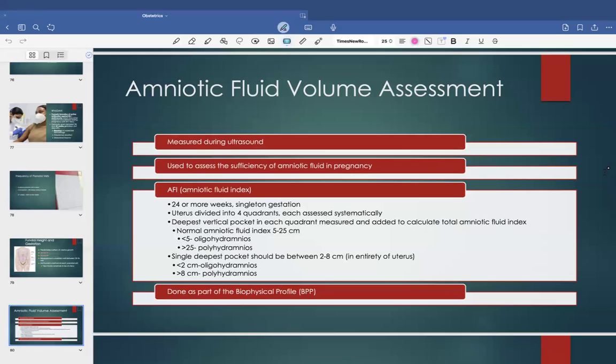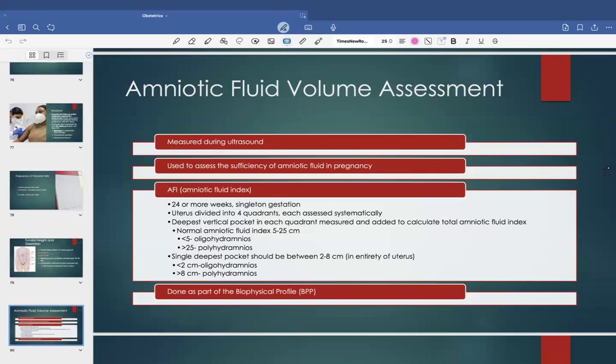The uterus, we divide into 4 quadrants. Each is assessed systematically, so usually they use the linea nigra, cut the uterus into 4 quadrants, and then they do an ultrasound to check each area. So the deepest vertical pocket in each quadrant is measured and added to calculate the total amniotic fluid.